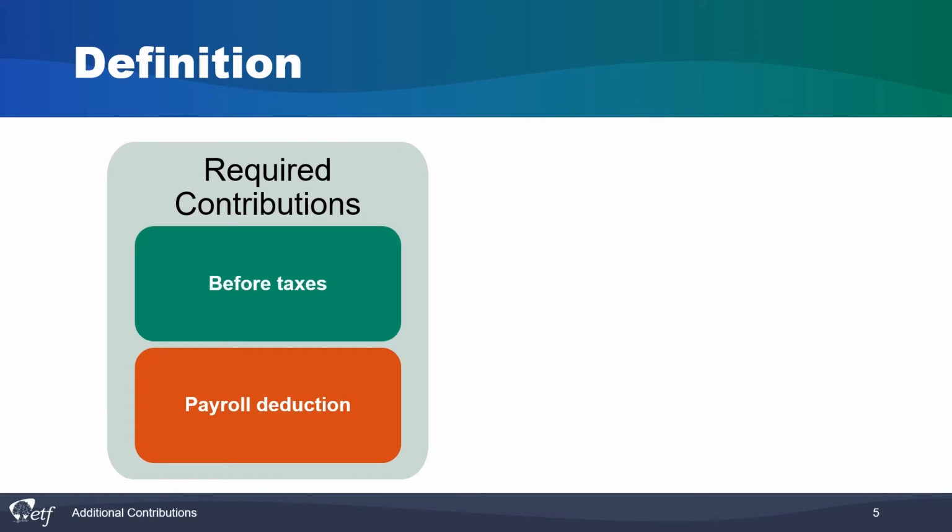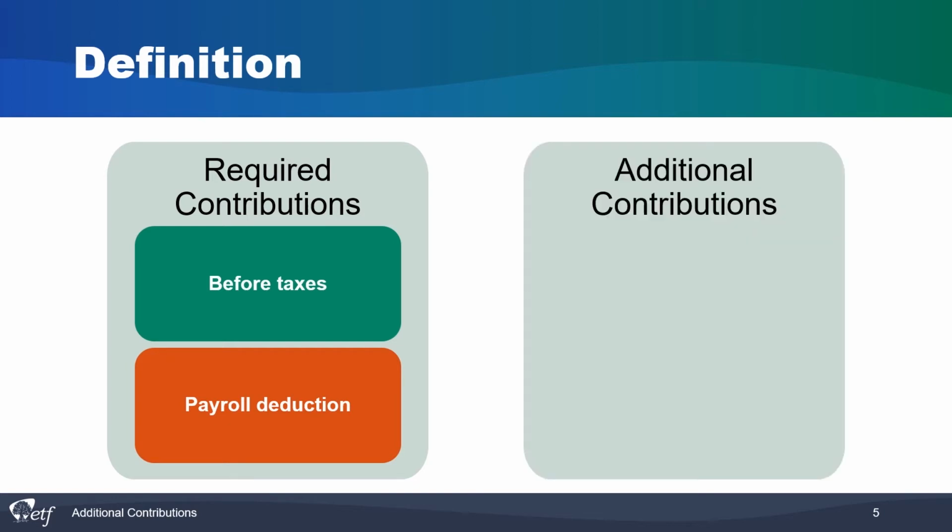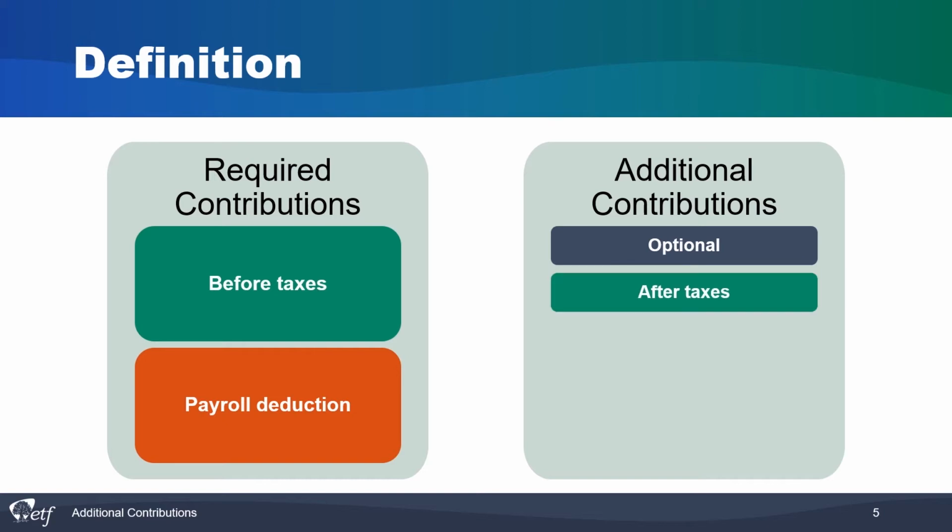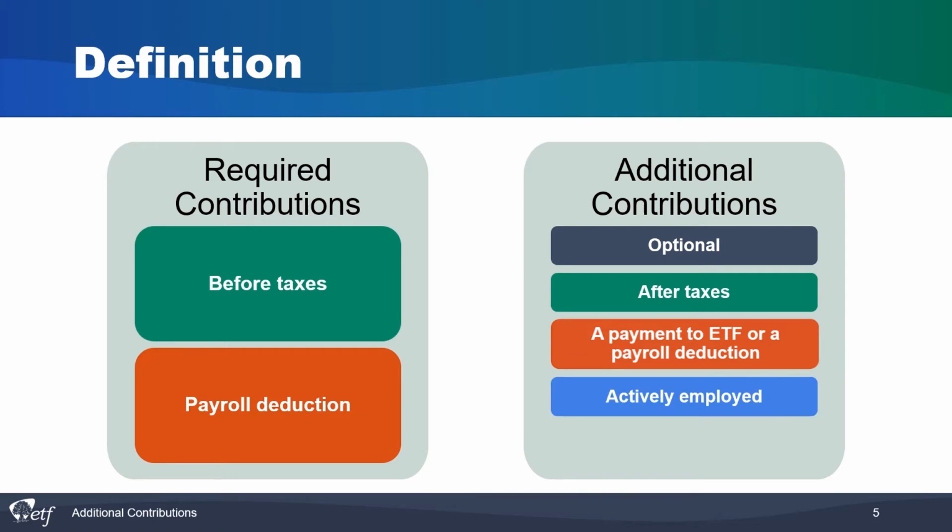The contributions you and your employer pay into your account are required and made with pre-tax dollars. Additional contributions, however, are strictly optional on your part and are always after-tax contributions. You will only be taxed on the accumulated interest when you withdraw them as part of your benefit. You can make additional contributions by a personal payment directly to ETF, or asking your employer to set up a payroll deduction if available, or a combination of the two. You can only make additional contributions while you are actively employed with a WRS employer.